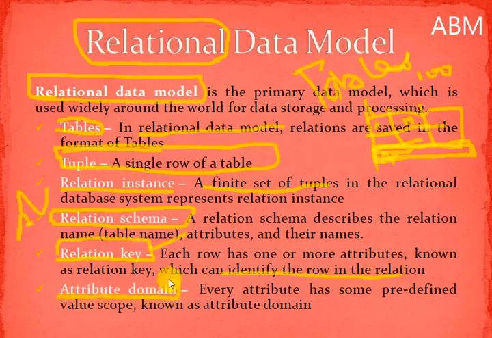Attribute domains describe a predefined value scope of the domain. For example, in the address we have the country, and in the country we have set the domain so that we can select only 3 countries. For example, we may select Pakistan, Saudi Arabia, or Turkey, etc. So this is called the attribute domain.